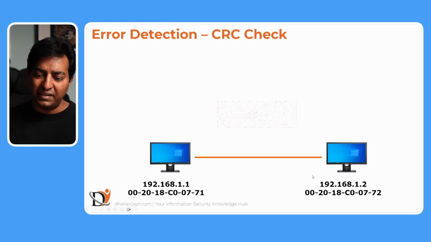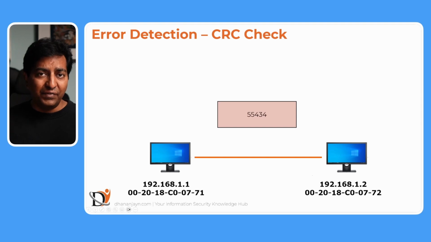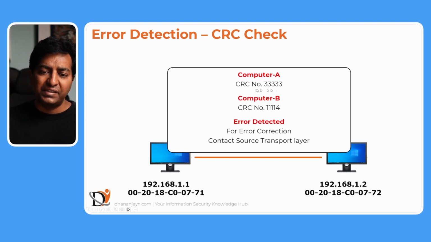Now the destination computer has received the data. It will do the CRC check once again and will check if the CRC value is 33333. Now here, as you can see, the CRC value has changed. It means there is a problem in receiving the data and some of the packets are lost. So error is detected. Now what happens is, computer A's CRC number is this, computer B received it with a CRC of this value. Error is detected.